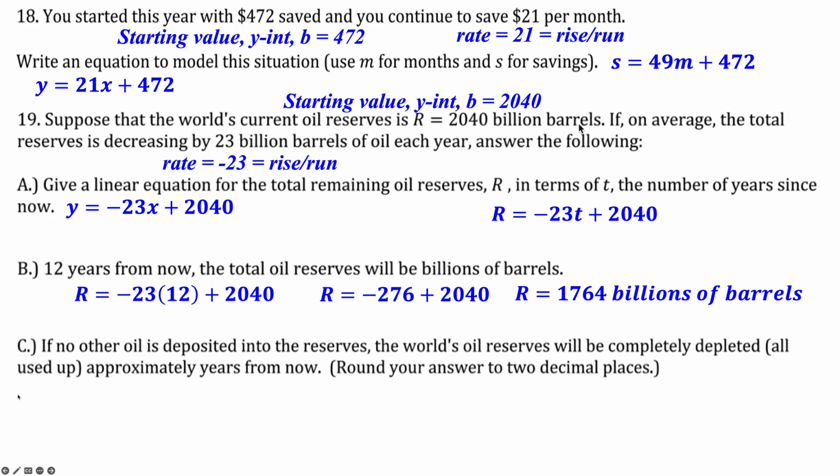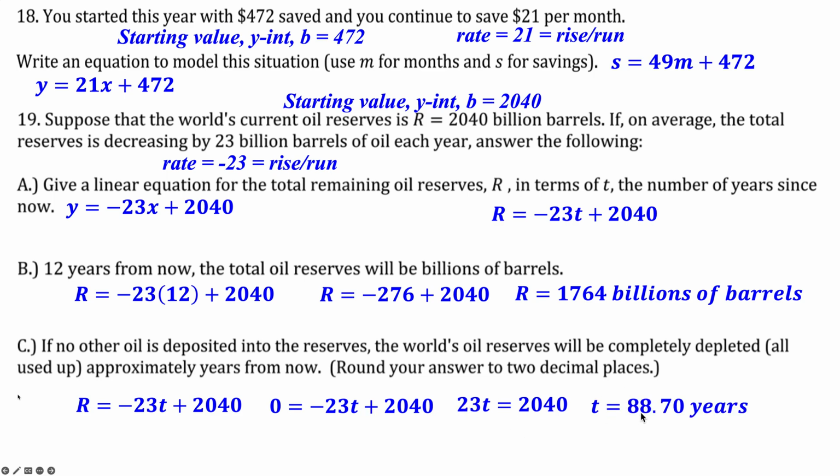If no other oil is deposited into the reserve, the world's oil reserve will be completely depleted approximately how many years from now? That means, when does this R equal 0? So we put a 0 in and we solve. So we'll add over the 23t, divide by 23, in approximately 88.70 years, rounded to 2 decimal places.